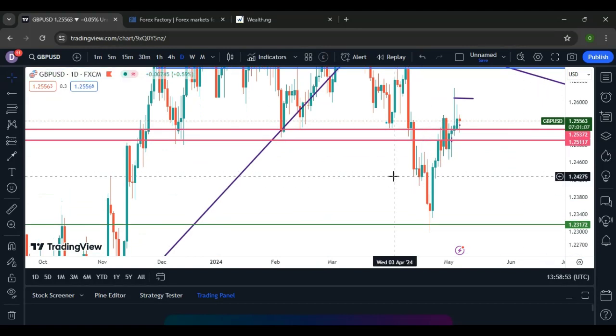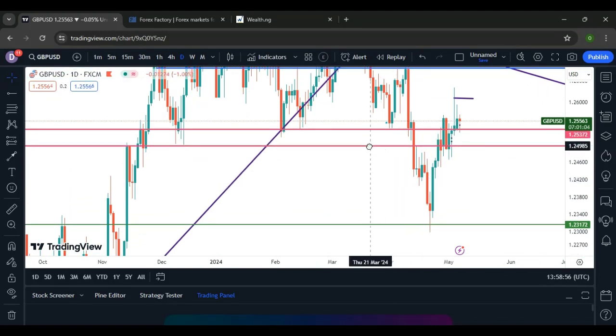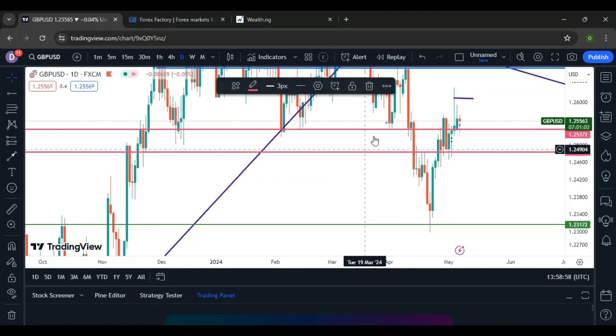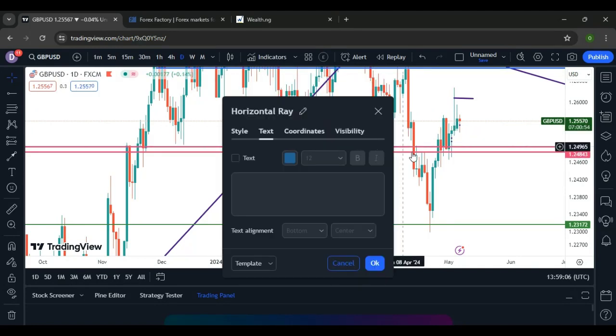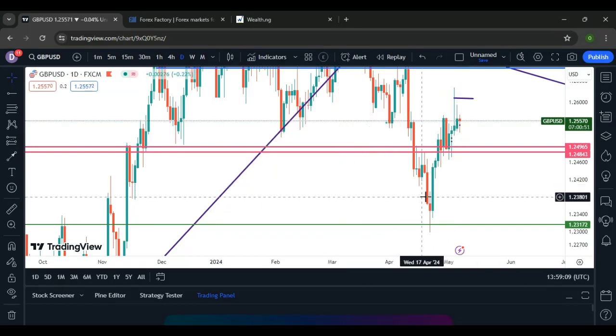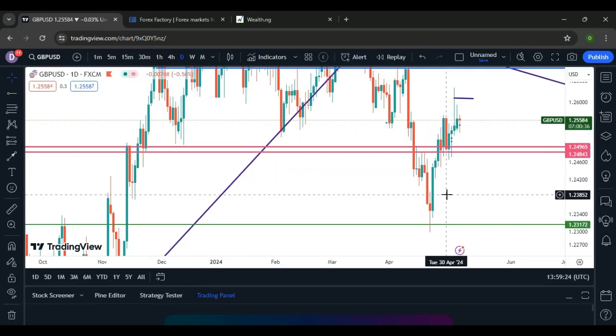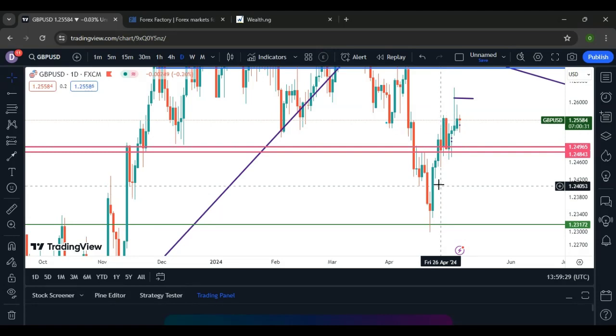Let's take for example, let me take this area as my previous resistance. You would observe that a daily candle broke this place. So how do you know, after this resistance was broken, where the market was going to pull back to?